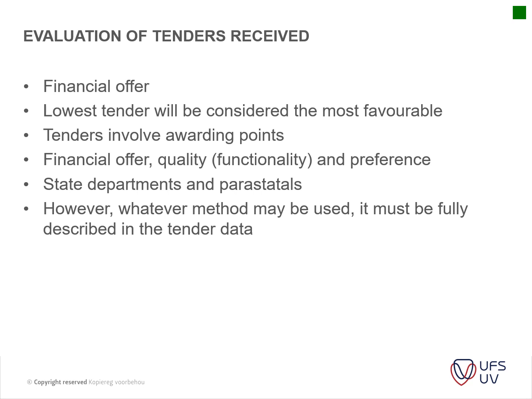Now you've evaluated the tenders, then you propose who the contractor should be to your client, and the client actually contacts the winning contractor and makes sure whether he's happy with his final offer. So he gives a financial offer. The lowest tender will be considered the most favorable. Tenders involve awarding points. This is the preference points that I was talking about, the 80-20 rule. Then the financial offer, quality, functionality and preference is used.